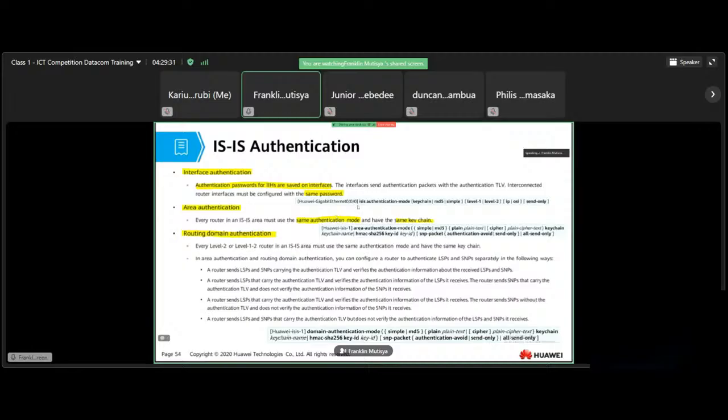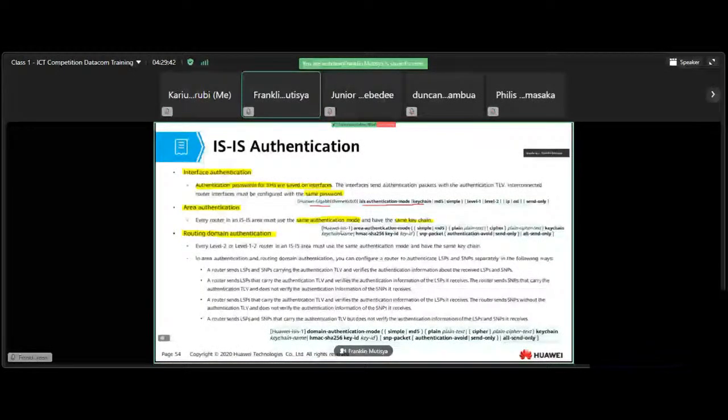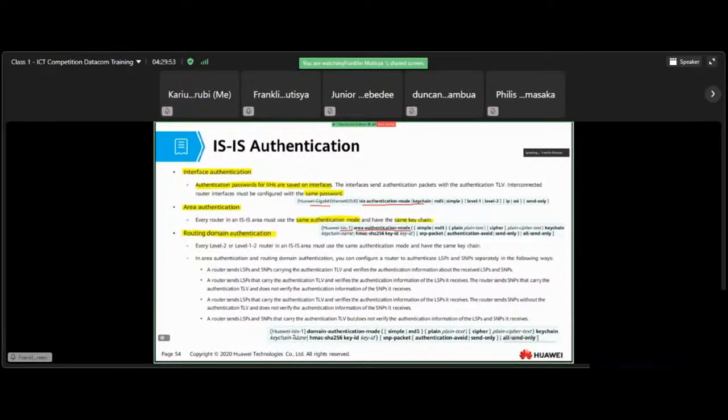So when you're configuring authentication, you can do it on the interface. You select the interface, then you type in the authentication mode. Then for area, you go to the ISIS process, then you key in the authentication mode that is involved. For the domain, you also go to ISIS, and you say it's a domain authentication mode.